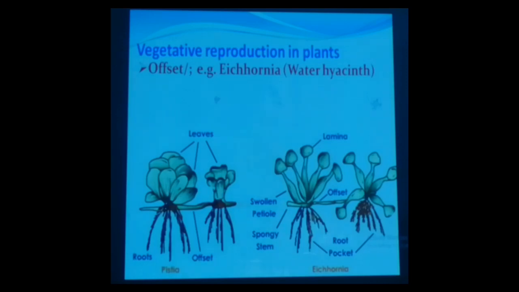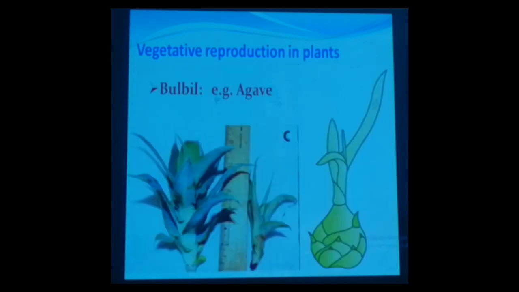Then you come across the offset. It is very common in Eichhornia. It is an aquatic plant, also named water hyacinth. In this case, you can see the main plant, and there you can see the offset. This is the structure called offset, and when it starts growing, if the conditions are suitable for its continuity of life, it grows into another plant, and leaves are found above the water level, and below that you can see the root pockets. This is called the offset mode, which is very common in water hyacinth, also named Eichhornia.